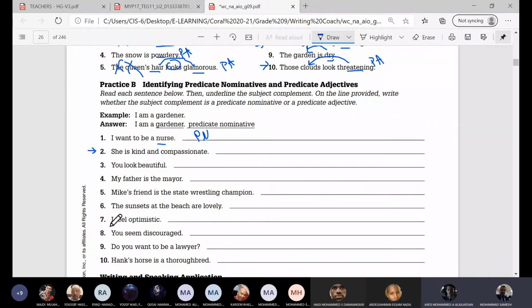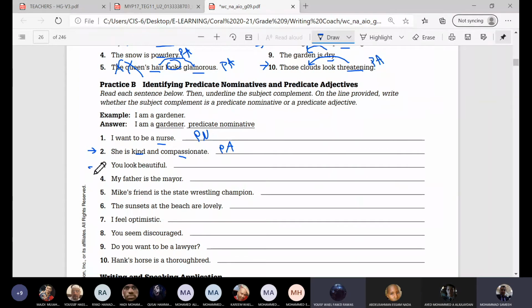She's kind and compassionate. Yes, I think now we have 2 subject complements, Aid, right? What are they? Compassionate and kind. So we have 2 adjectives here, Aid, right? 2 adjectives describing the subject she. So it's called predicate adjective. Okay. Number 3. Yusuf Rawas once again.